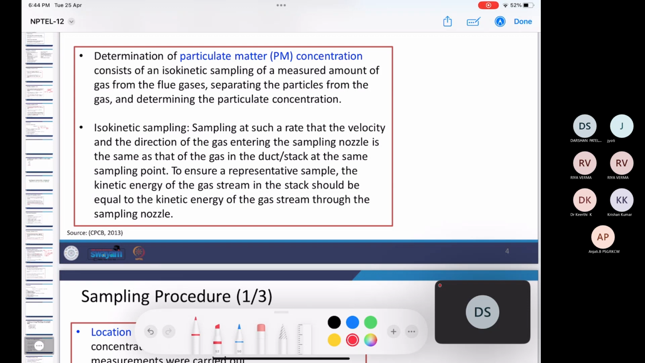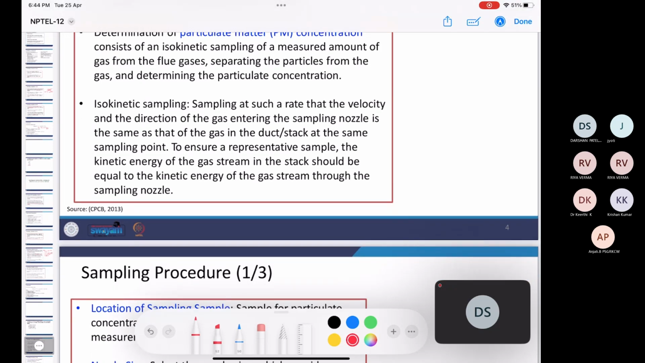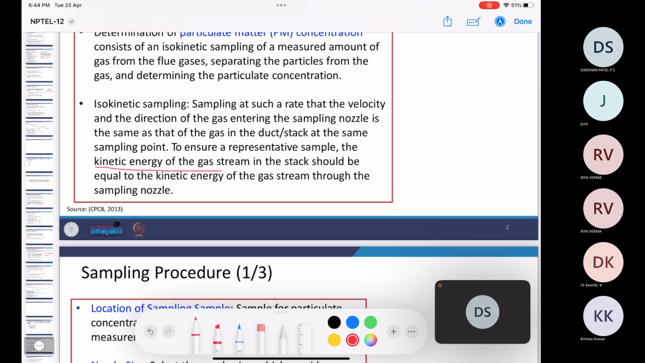So we ensure that the velocity and the direction of the gas which enters the sampling nozzle is the same as that of the gas in the duct or stack from which we are measuring the emissions at the same sampling point. To ensure a representative sample, the kinetic energy of the gas stream in the stack should be equal to the kinetic energy of the gas stream through the sampling nozzle. That is why this is termed isokinetic sampling.